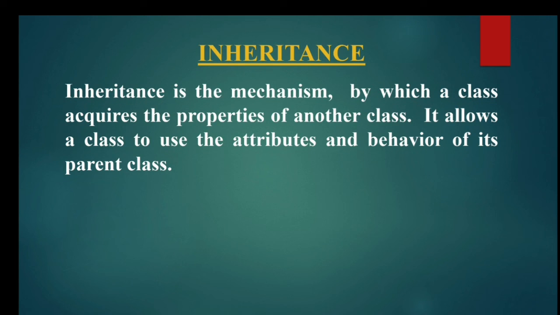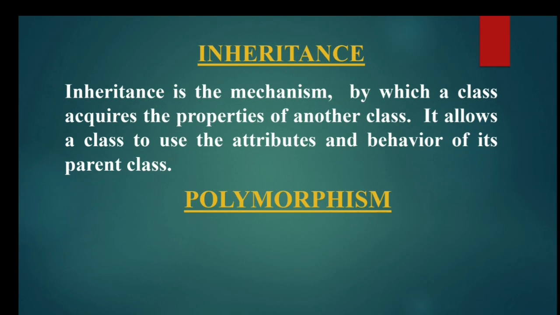A child can acquire the properties from the parent class, but the parent class does not take the characteristics from the child class. Okay, this is the inheritance, and based on this topic, you have one chapter in this textbook. The next one is polymorphism.